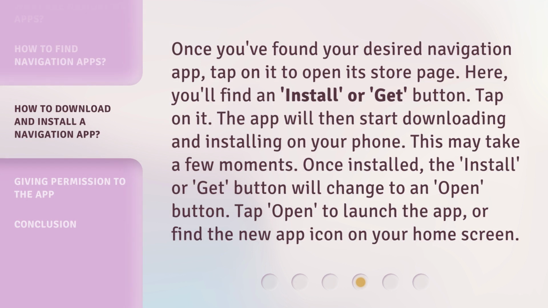Once you've found your desired navigation app, tap on it to open its store page. Here, you'll find an Install or Get button. Tap on it. The app will then start downloading and installing on your phone. This may take a few moments.